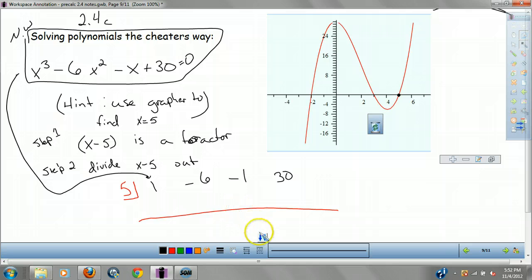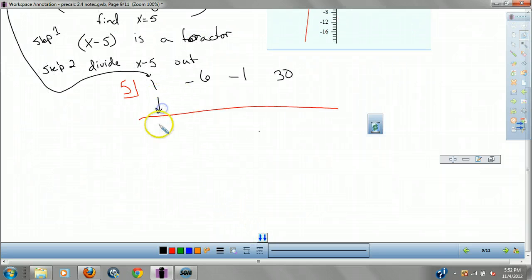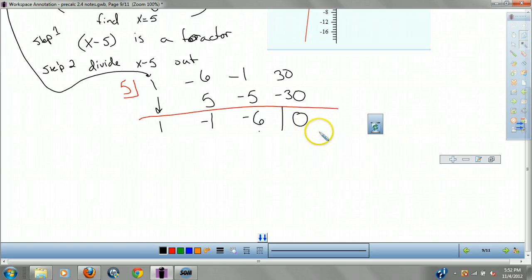Okay, so remember, synthetic division. Drop the 1 down. 1 times 5 is 5. -6 plus 5 is -1. -1 times 5 is -5. -1 minus 5 is -6. -6 times 5 is -30. 30 minus 30 is 0. Phew! I'm happy that worked out. Since we got 0 remainder, that says it's a factor. It divides evenly. So I'm left with x squared here.